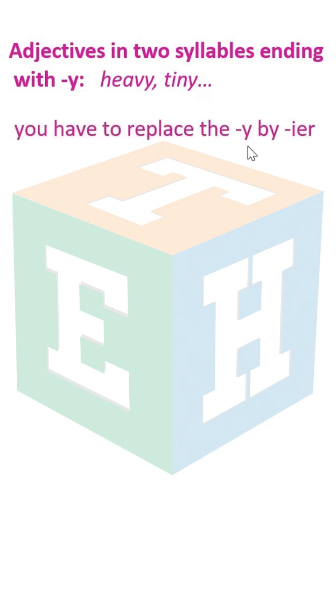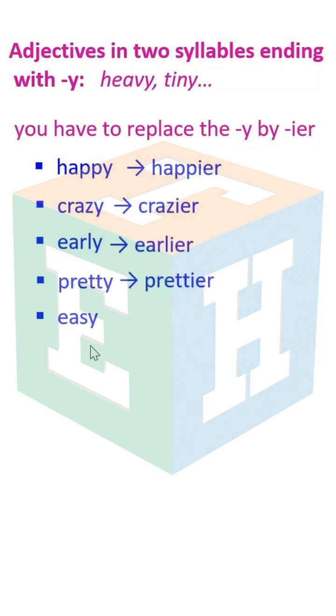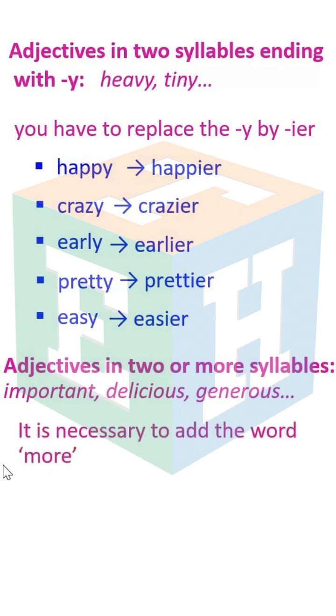You have to replace the y with -ier. Happy, happier. Crazy, crazier. Early, earlier. Pretty, prettier. Easy, easier. Adjectives in two or more syllables: important, delicious, generous.